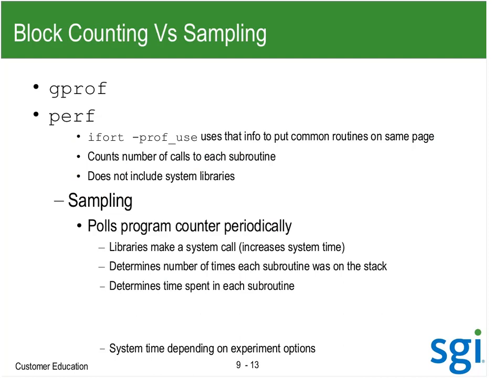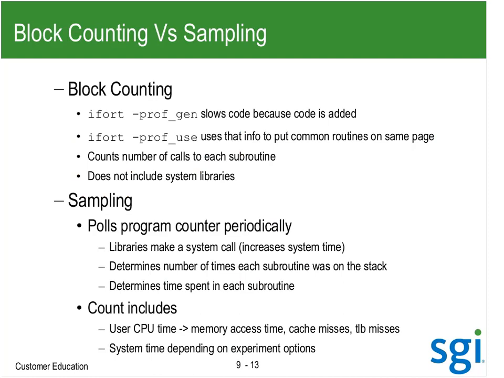So, program sampling versus block counting. With block counting, we're using that -prof_gen. With the GNU compiler, it's a different syntax. It's like a -pg. And we run the code, and then we use the second compilation with profuse to use the info that the first run gave. And this is counting the number of calls to each subroutine, and this one's basically sorting the subroutines to put commonly called routines on the same page.